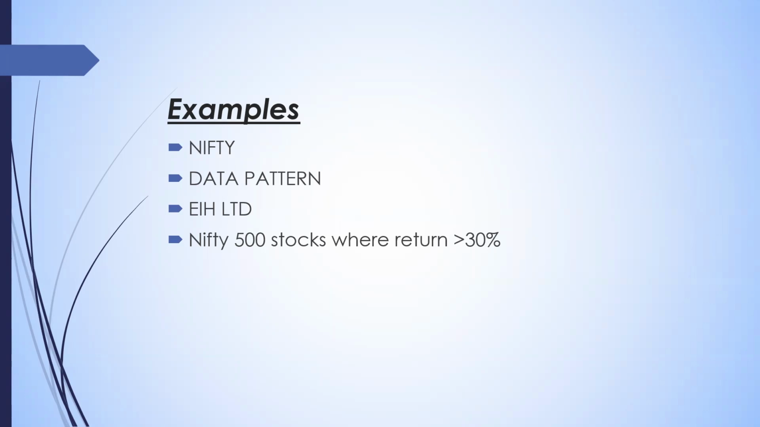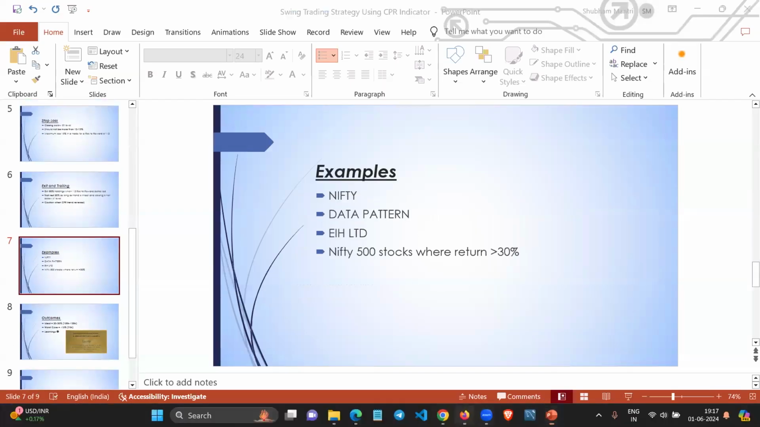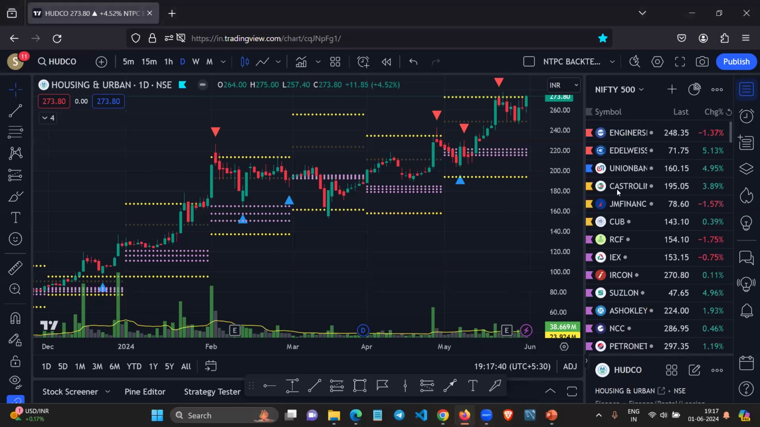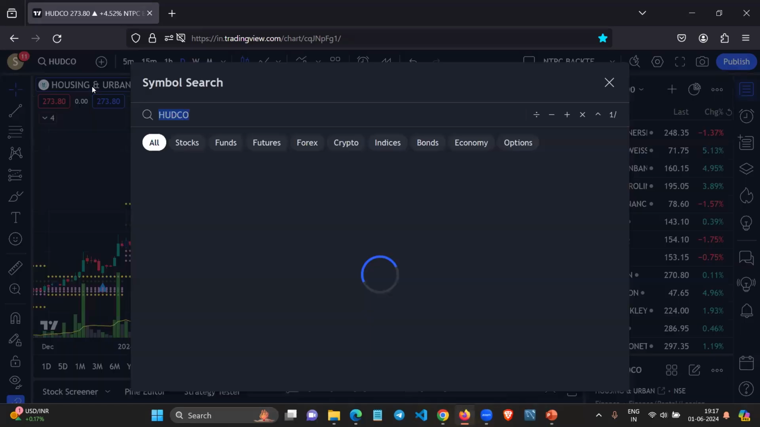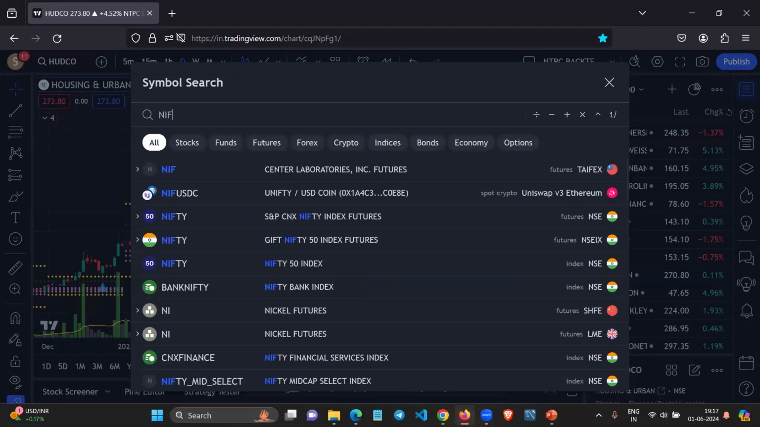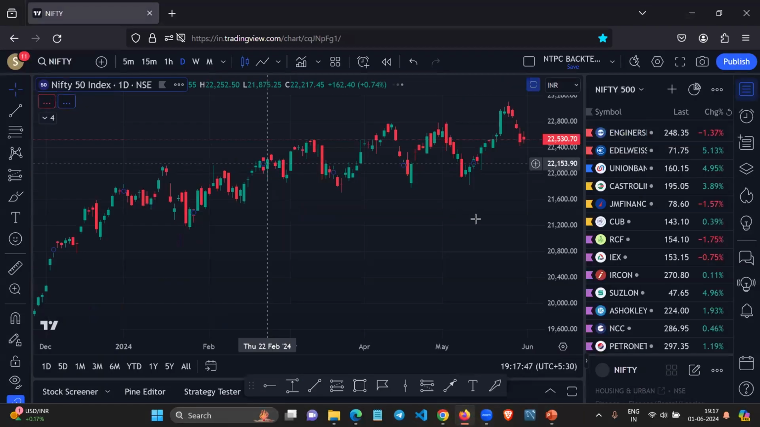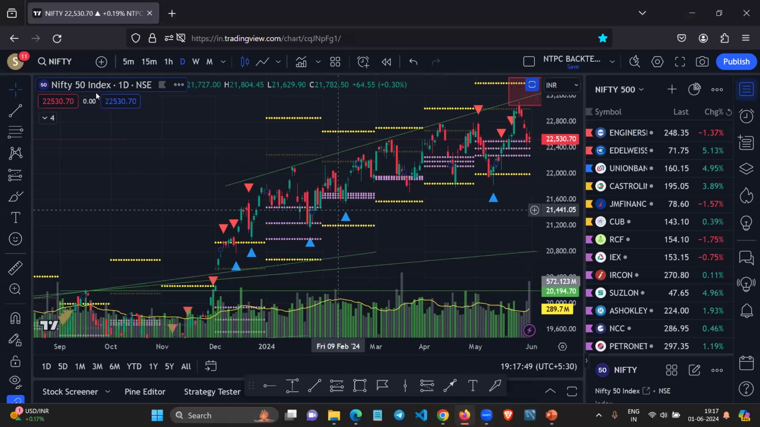Then, yeah, we'll discuss some examples. So let me go to TradingView. First, I will show you how this looks in Nifty, and then these are a few stocks that we'll discuss. So yeah, this is the Nifty 50 index in TradingView.